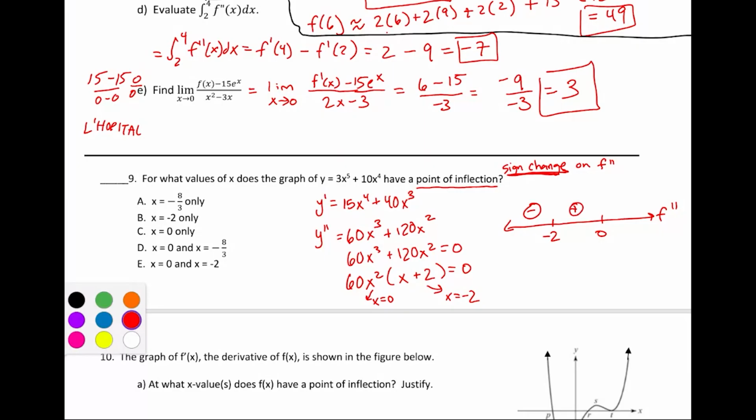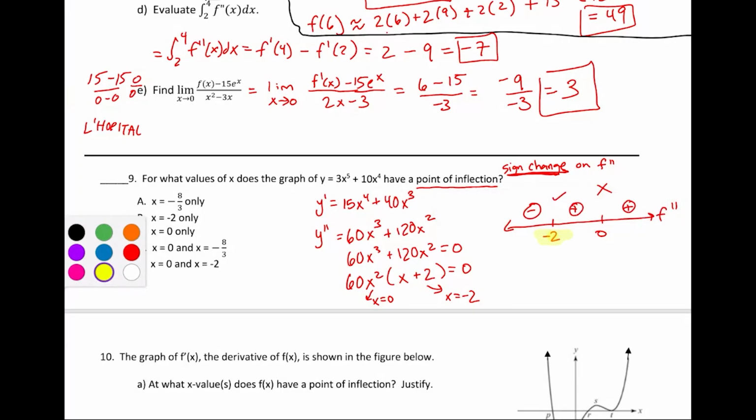So we do have a sign change at -2, as we expected. I'm not expecting a sign change at 0 for the reasons we said just a minute ago. But if I plug in a number like 10, we can see that this is going to be positive also. So we have a sign change here, but not here. All right, so the only point of inflection here is going to be at -2. And so our answer is B.